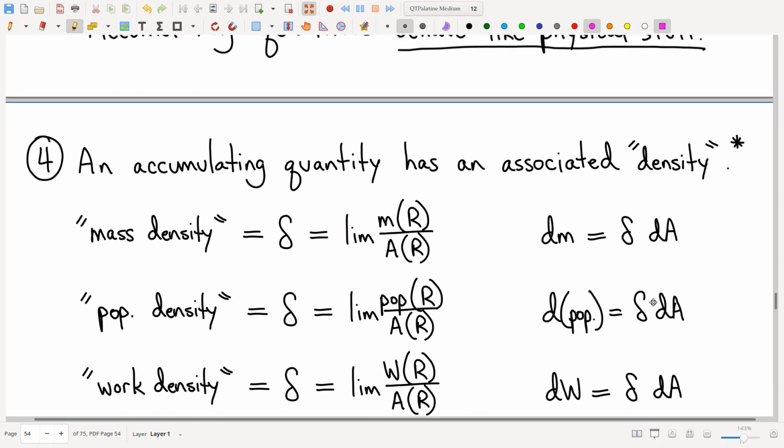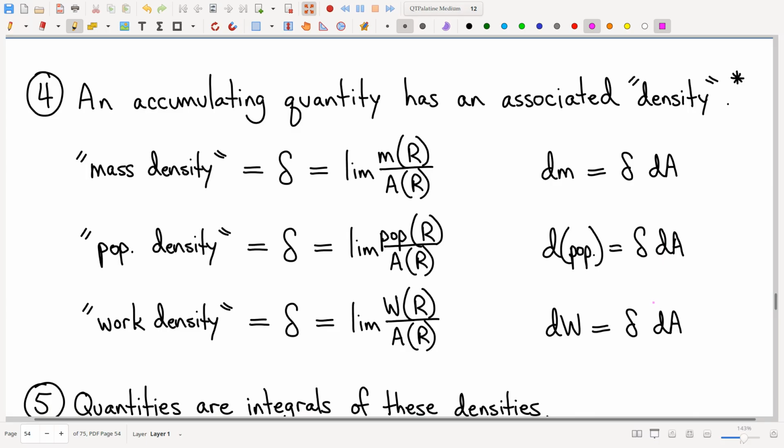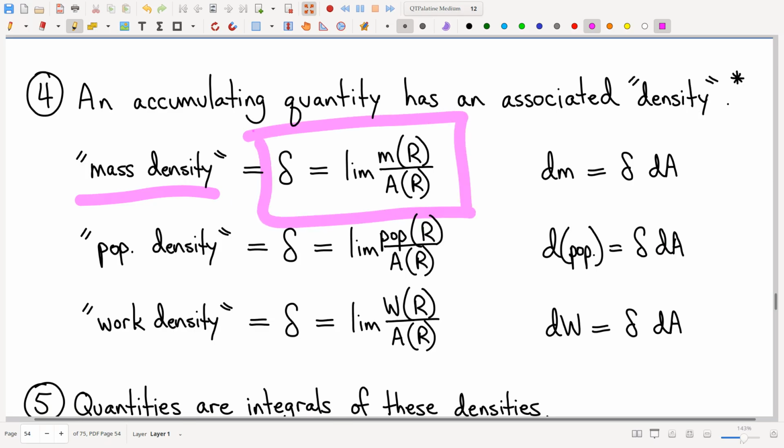Here's the next step. Let's talk about densities. And we've talked about mass density previously. You probably saw mass density for the first time in middle school or something, right? Mass per unit volume. And I argued back in chapter 5 that if the mass is distributed, let's say across an area, you could think of it as mass per unit area.